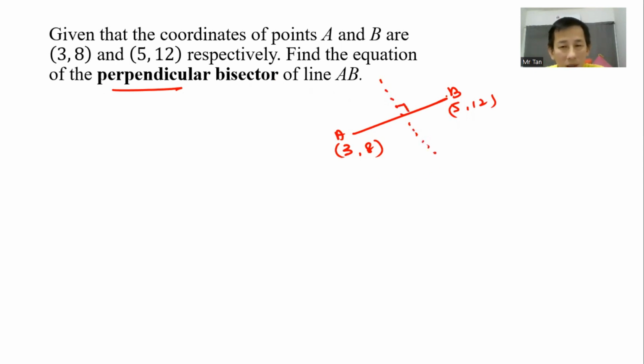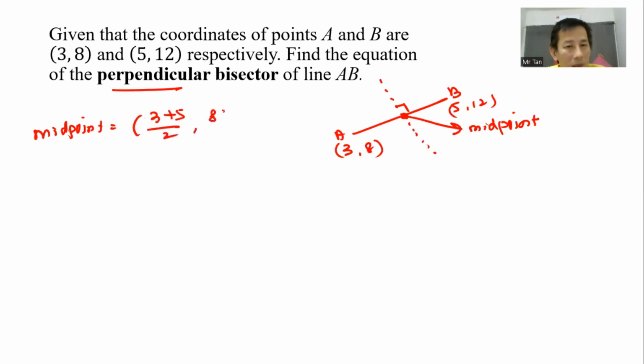So this point will be the midpoint of AB. First, you find the midpoint, which is equal to (3 plus 5) over 2 and (8 plus 12) over 2. You get 8 over 2 is 4 and 20 over 2 is 10. This will be your point, so we will use this point to find c.